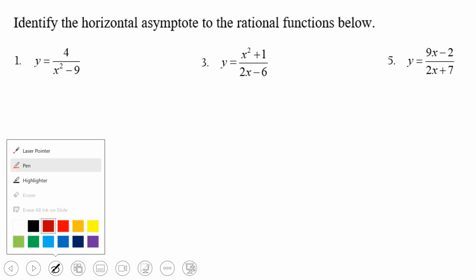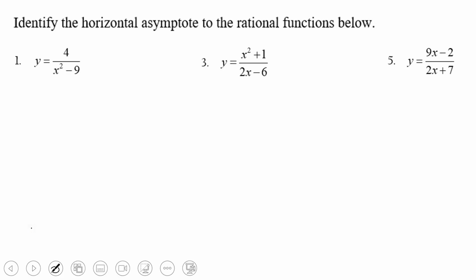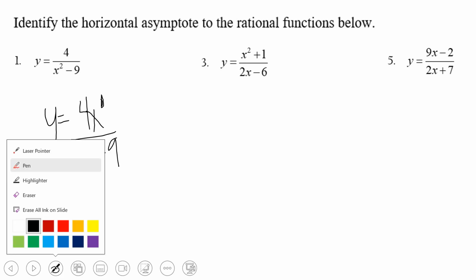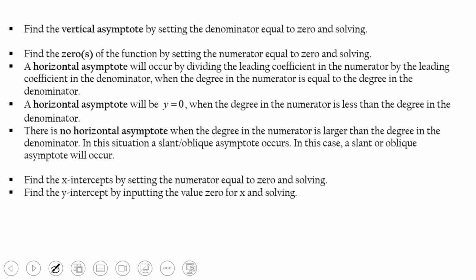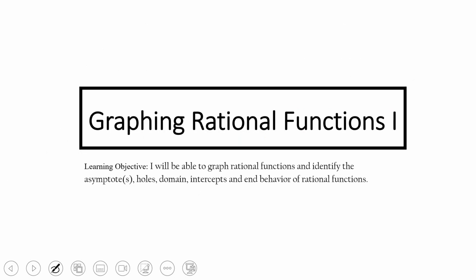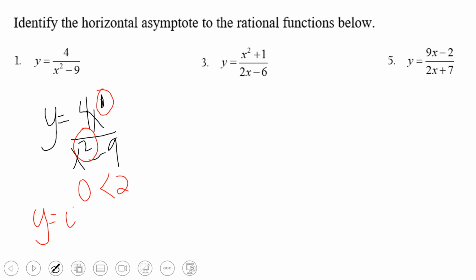So let's first look at the degrees of the numerator and denominator. Notice there's no x on top in this first one. So this is the same as x to the 0 over x squared minus 9. I'm focusing on those degrees. In this case, the degree in the numerator is less than the degree in the denominator. 0 is less than 2. So coming back to the rules, when the degree in the numerator is less than the degree in the denominator, we will always have a horizontal asymptote of y equals 0. This is the horizontal asymptote.